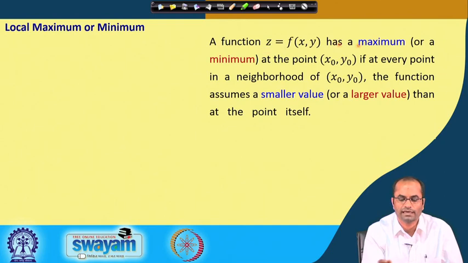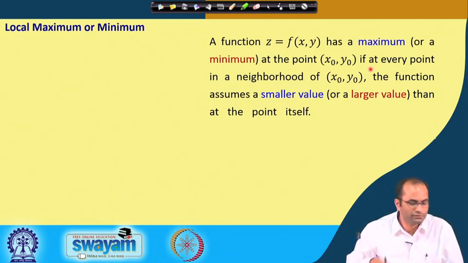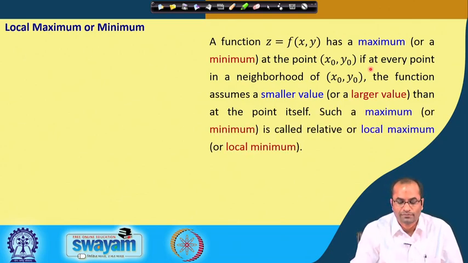So, if a function has a minimum at this point, in that case all the points in the neighborhood, the function will take larger values than the value of the function at that point itself. And such maximum or minimum is called relative or local maximum, because we are not searching the maximum and the minimum of the function in the entire domain, but we are talking about a certain point and checking its behavior locally.